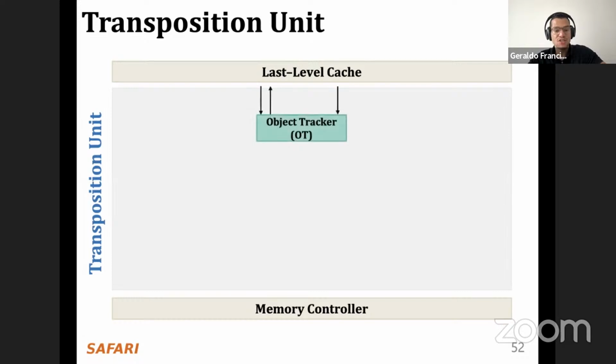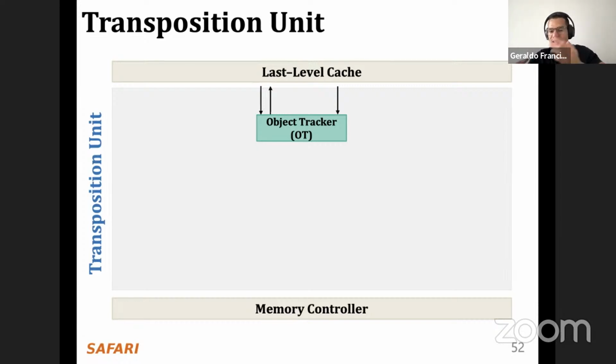The transposition unit is going to have some units. The first one is the object tracker, which is going to track memory spaces, or objects as we call them in the paper, that the SynDRAM operations are going to touch. So the user marks when a particular piece of data is going to be operated on by SynDRAM, and what it's doing is actually inserting an entry in this object tracker.